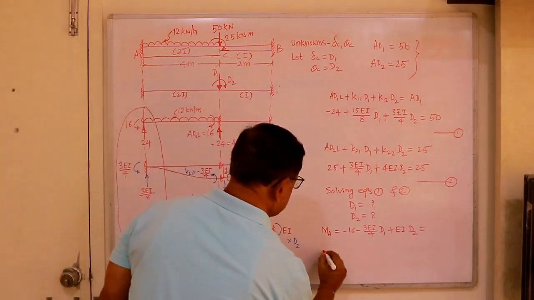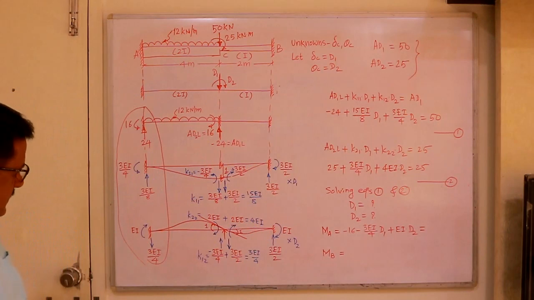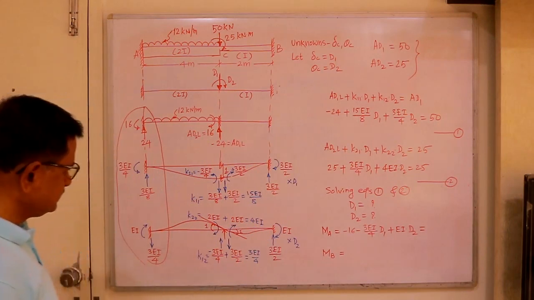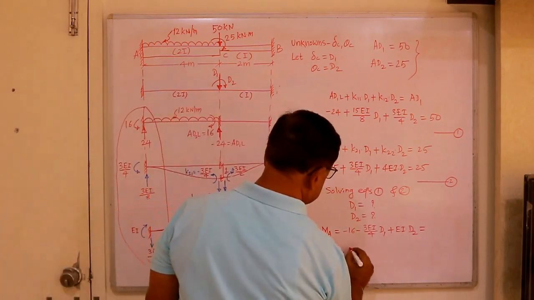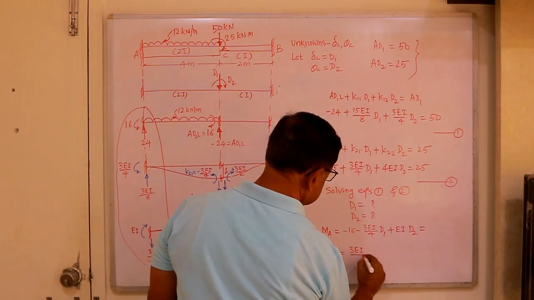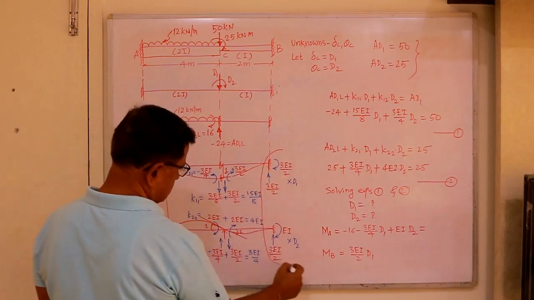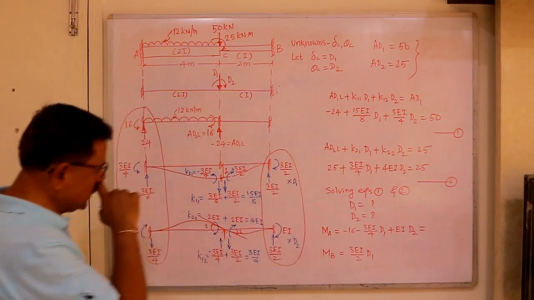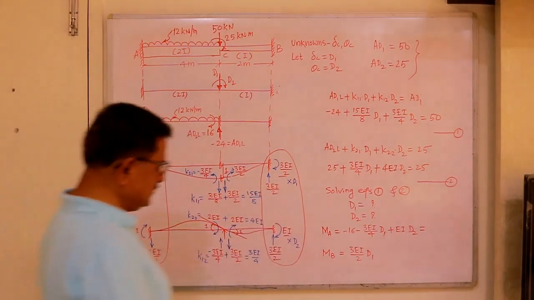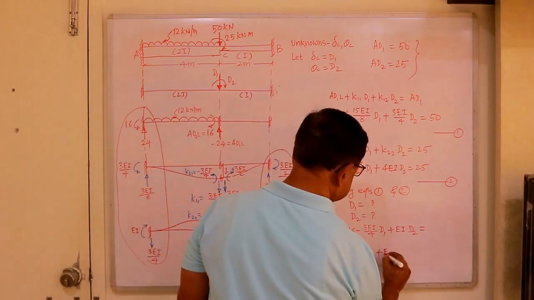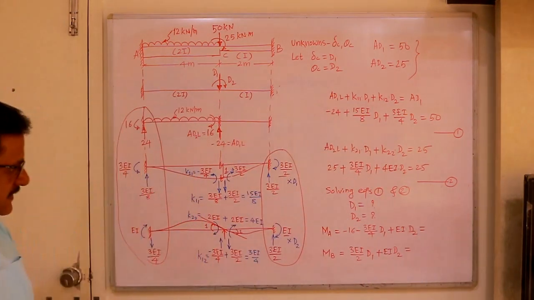Then MB is equal to bending moment at support B. Now here at this end there is no fixed end moment, this is clockwise 3EI by 2 into D1. So this 3EI by 2, only end moments are to be taken, this one and this one, multiplied by D1, multiplied by D2 plus EI D2. So this gives us the fixed end moments at A and B.